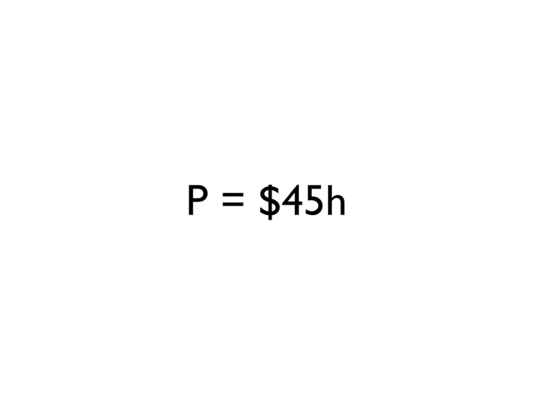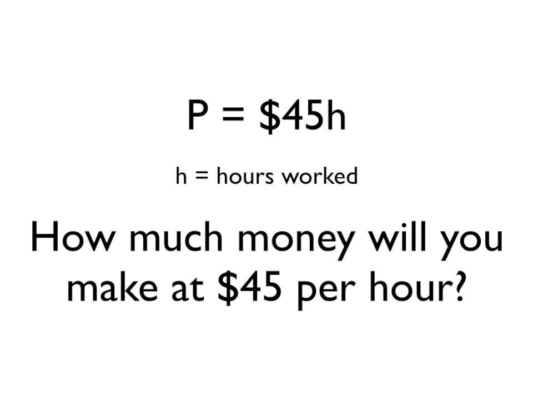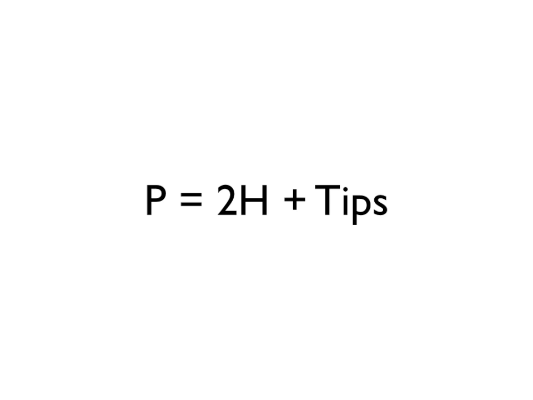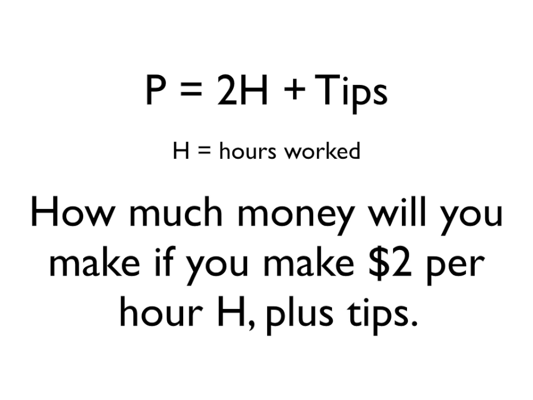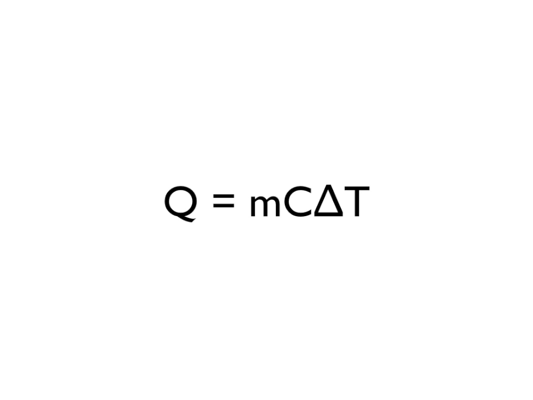Dealing with money. So, a simple one-step equation here. P equals 45H. So this would tell you how much money you make at $45 per hour. You make 10, you have P equals 10H. So it's a simple formula for calculating how much you make working a certain amount of hours. Or here. This will tell you how much you make if you make $2 per hour plus tips. Sometimes it's the tips that give you the real income, and the other is just a kind of basic helping wage. Here's another one.